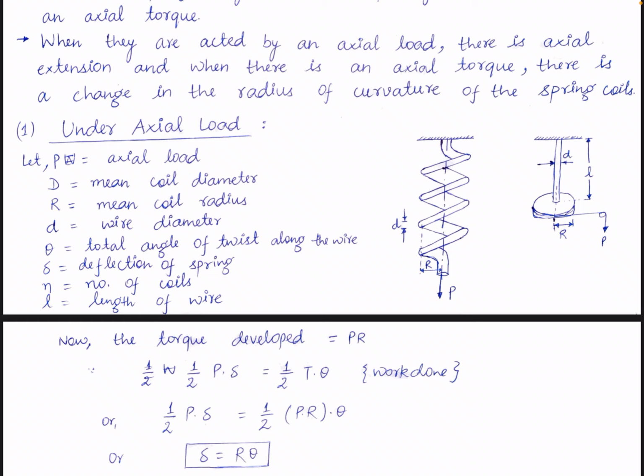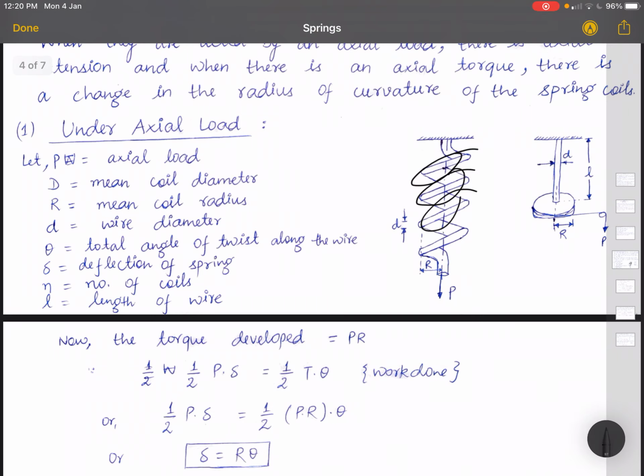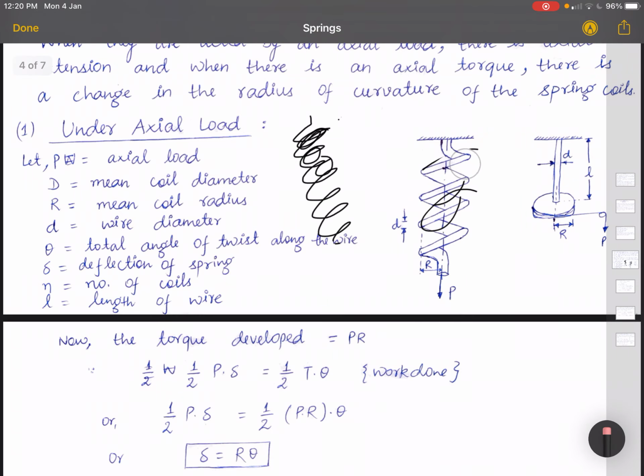N is the number of coils. These are the coils. A spring is something like this in reality, and these are coils: 1, 2, 3. So N is the number of coils, how many coils are there in that spring. And L is the total wire length.